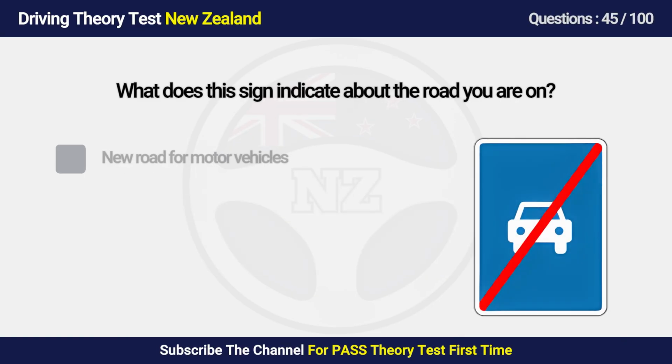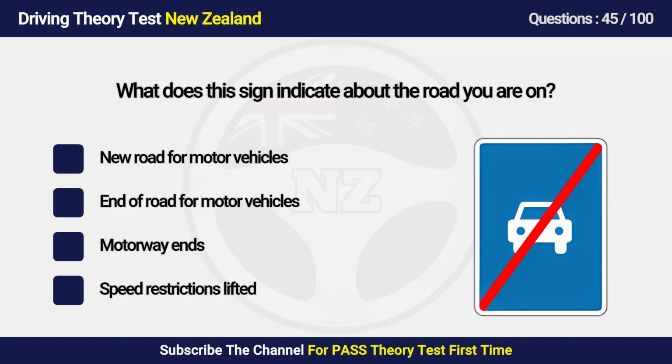Question 45. What does this sign indicate about the road you are on? A. New road for motor vehicles, B. End of road for motor vehicles, C. Motorway ends, D. Speed restrictions lifted.